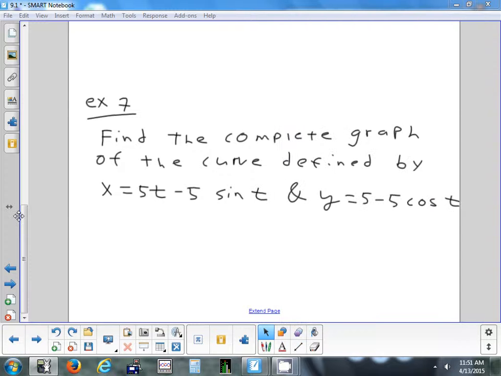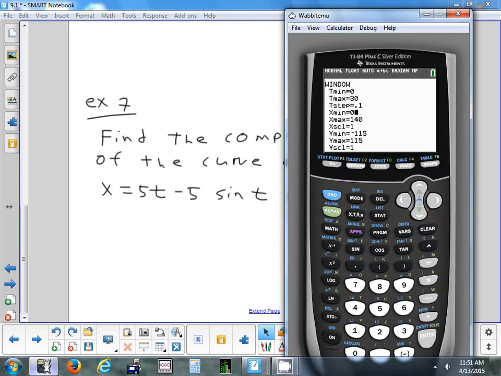Okay, y. This is pretty limited. We can get 5. The highest it could ever go is if cosine came out to negative 1. Then it would be 5 minus 5 times negative 1, or 5 minus minus 5. So it would hit 10. But it can't go any bigger than 10. So let's set it up to 12. So that's our y max.